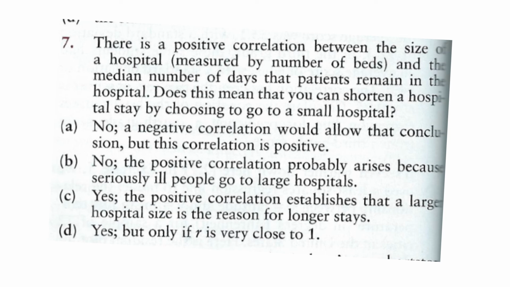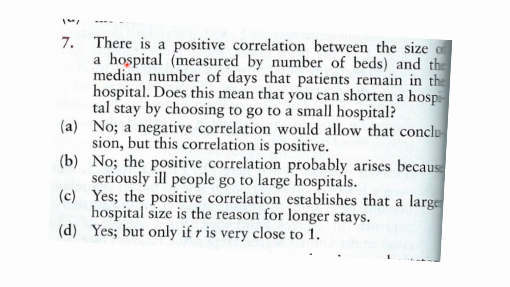All right, in number 7, there is a positive correlation between the size of a hospital, measured by number of beds, and the median number of days that patients remain in the hospital. Remember, median is kind of like average. Average is equal to the sum of the scores divided by the number of scores. The median, on the other hand, is that middle score, the score that's in the middle after you have ranked the scores from least to greatest.